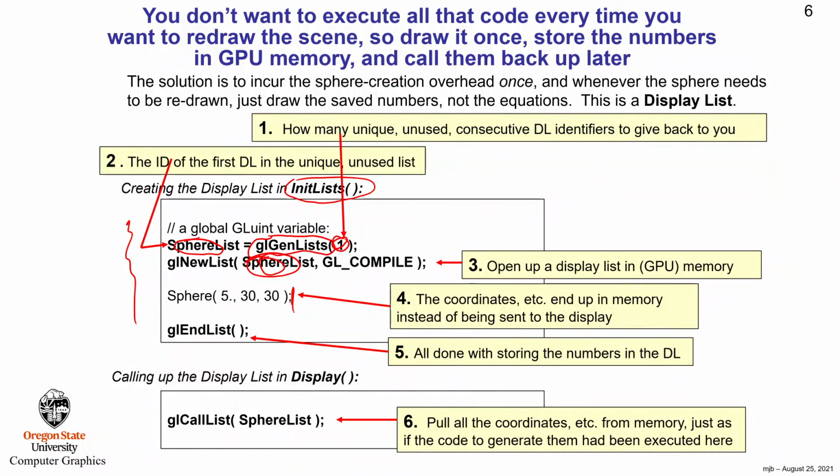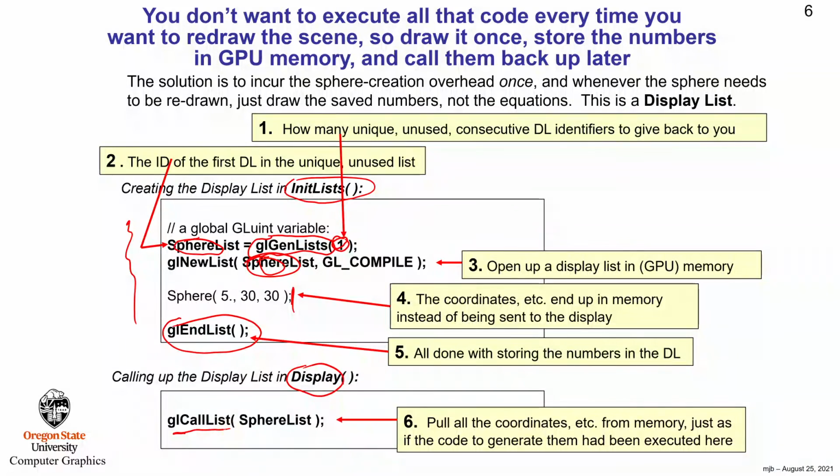Sphere has begin end calls in it. So you'll do all your begin end calls like you normally would, but they are going into GPU memory, not to the graphics system. And when you say end list, that means you are now done putting things in GPU memory, and the next graphics call that you issue is going to go to the graphics system. Okay, and now when you are in the display function, here's what you do.